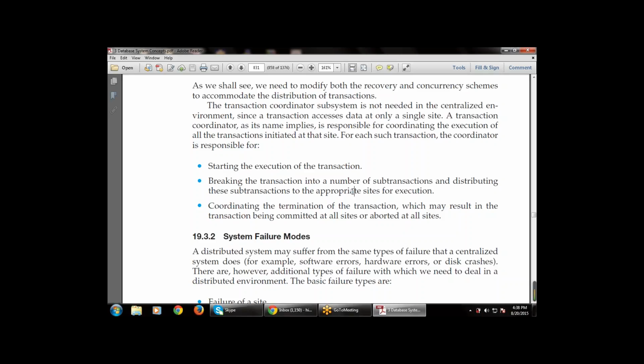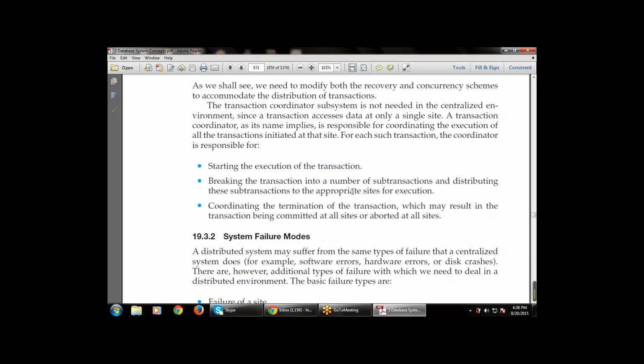Then next is the coordinated termination of the transactions, which may result in the transaction being committed at all sites or aborted at all sites. That is, coordinating the termination of the transaction, how to terminate the various databases, and how to provide the result from the transaction that is being committed at all the sites.